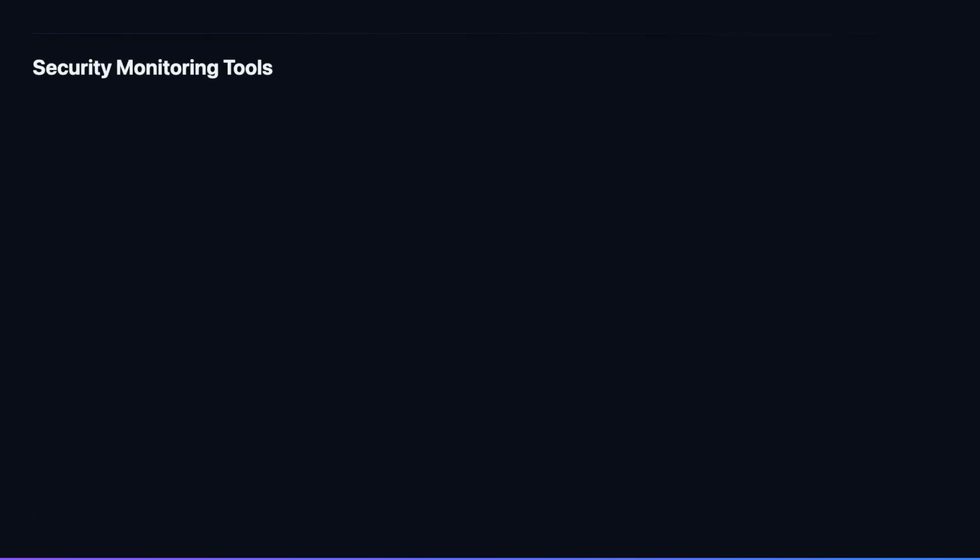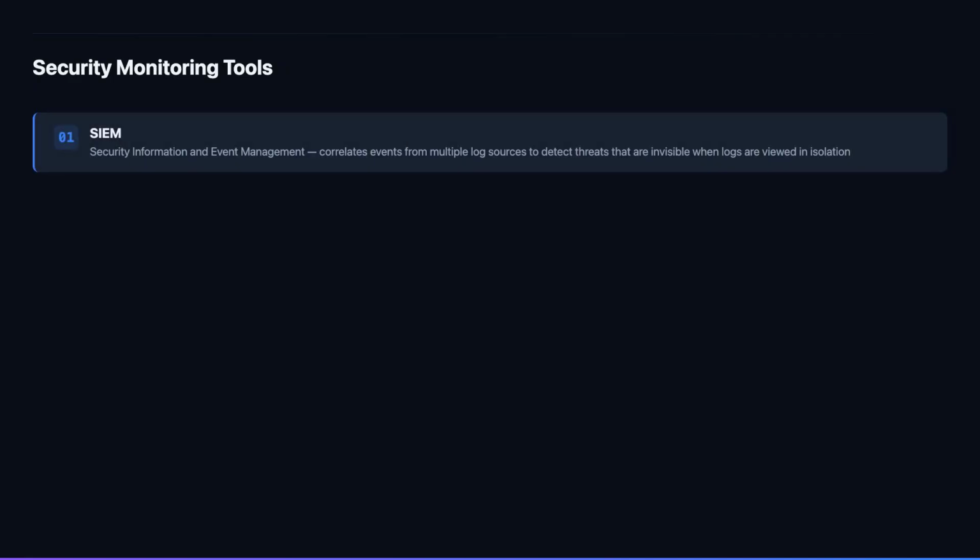Now the key tools that form the technical foundation of a security monitoring program. The SIEM is the analytical heart of a security monitoring program. Its unique value is correlation, the ability to identify attack patterns that span multiple systems and time periods. A single failed login attempt is noise. 500 failed login attempts across 50 accounts over an hour is a credential stuffing attack.